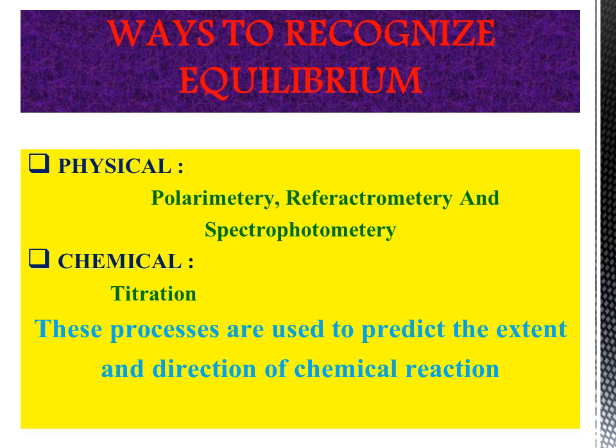And in the chemical processes, there is titration. Titration is a chemical process through which we can also find out the purity of a substance. It is the process in which we can find the molarity and the molality of any solution. So we can say that these processes are used to predict the extent and the direction of any chemical reaction.